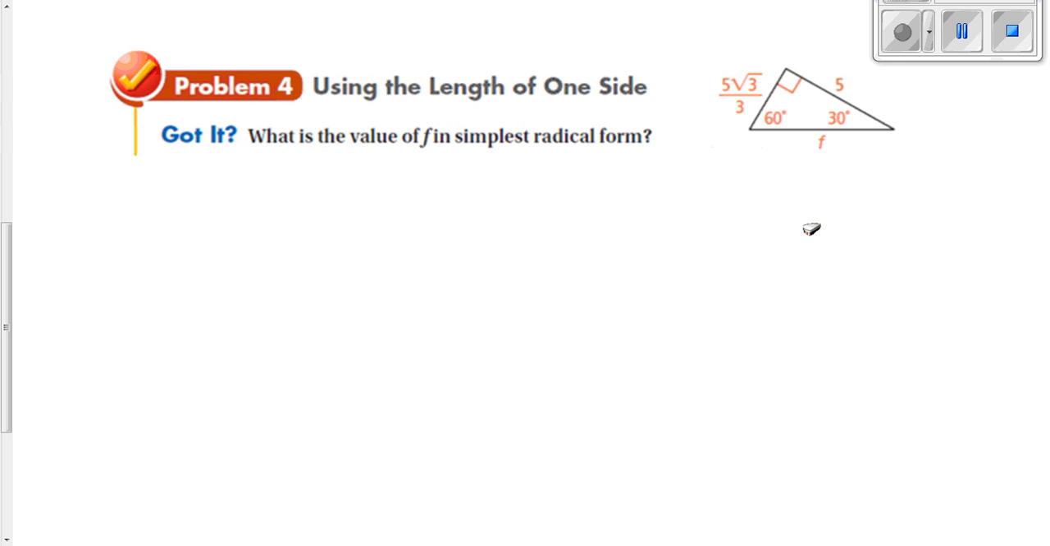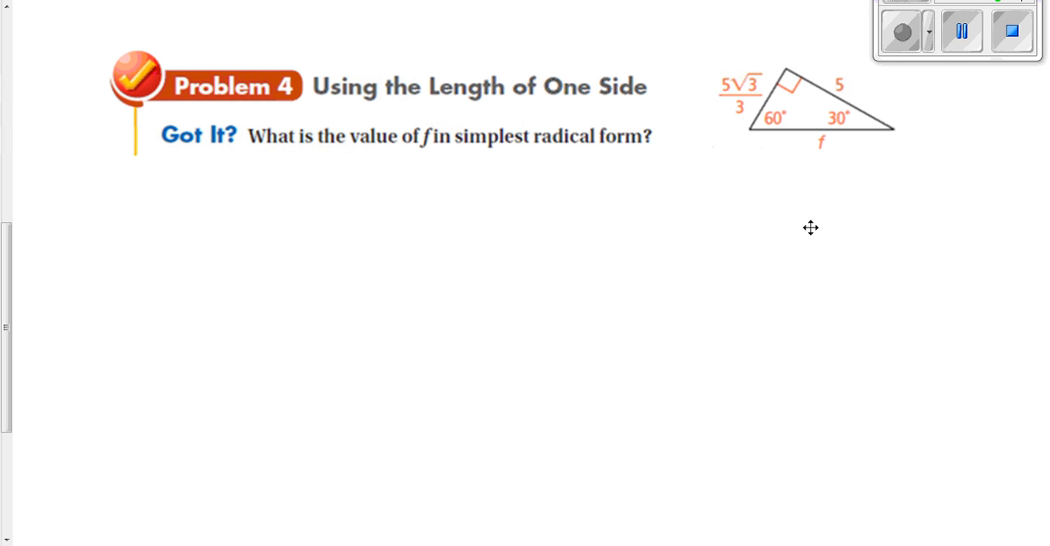Right, so let's take a look at this problem and work on it together. We're going to do both methods. First, we'll talk with the proportions, and then we'll take a look at how to solve it without using the proportions, for those of you that are comfortable enough to just see what's going on. All right, so it says, what's the value of f in the simplest radical form?